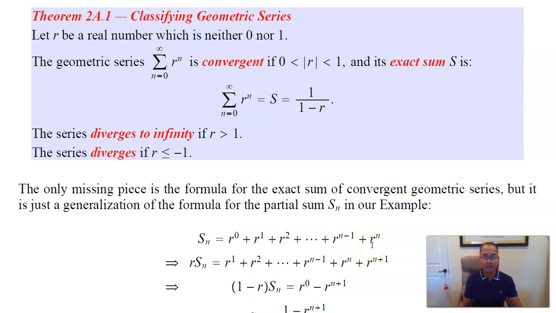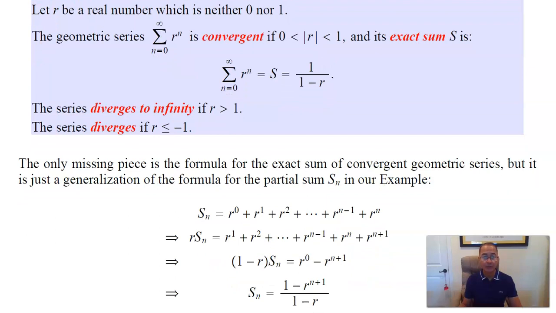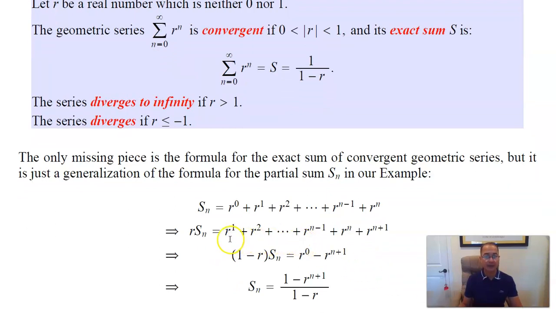R to the n becomes r to the n plus 1. And just for emphasis, right before r to the n will again appear r to the n minus 1. Right? So when we subtract the left sides of the two equations, we will get Sn minus r Sn, which we can factor out again.